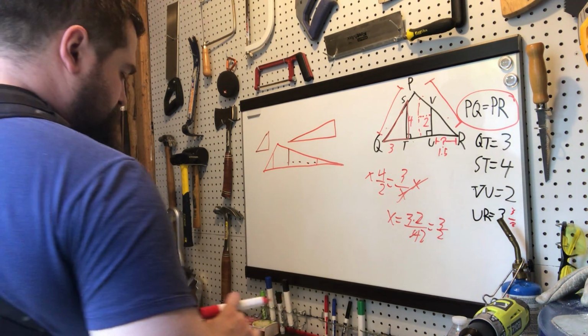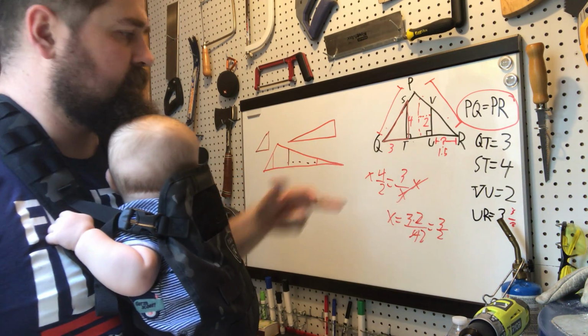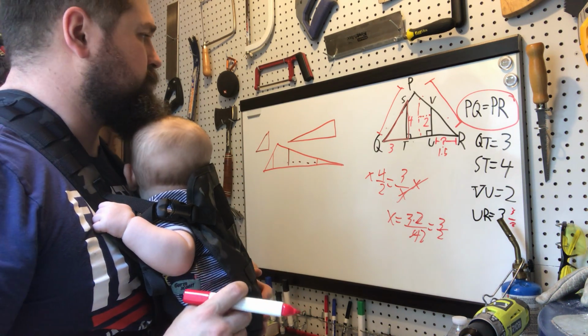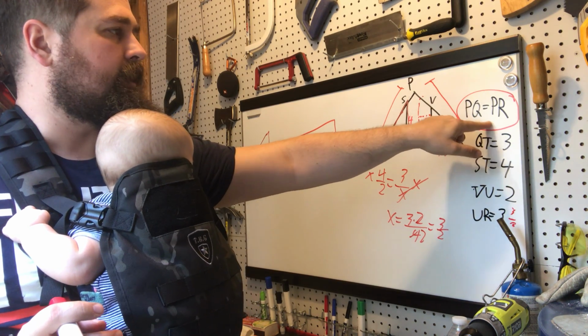And so this is how this problem works. It's a ratio. They're trying to get you to overthink it by giving you all this. That's all it really was. There's nothing else to it. This is a pretty quick problem. The big key here was that PQ is equal to PR.